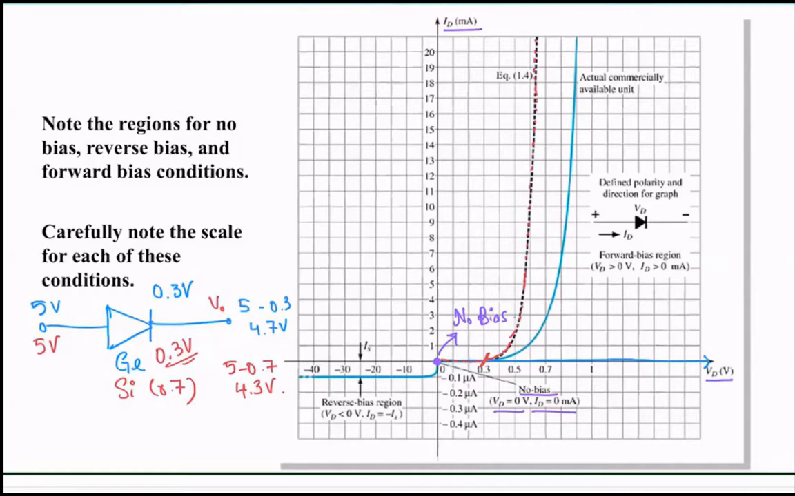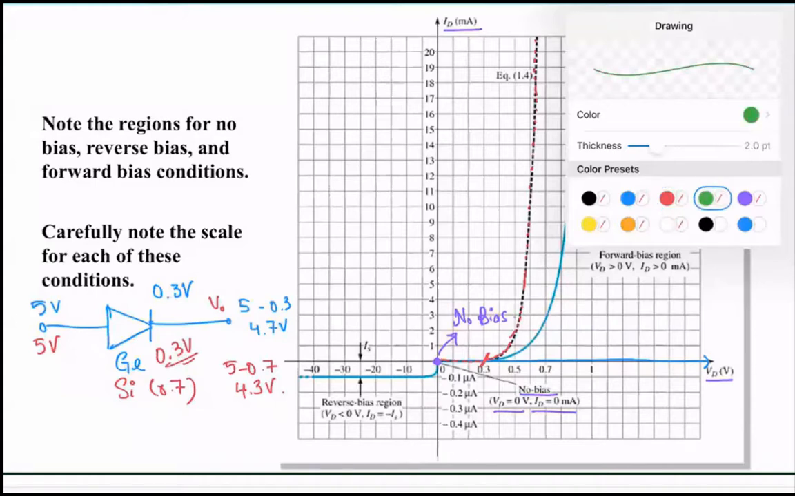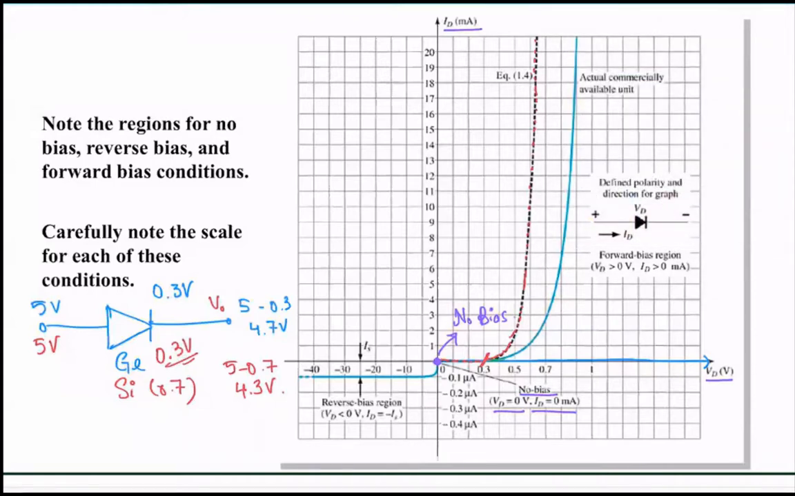But if you look at the other one, blue, it has a very, very small current, and then just around 0.7, which is this right here, it kicks off. Something like this. So that means this is for the germanium, the black one, and the green one is basically for the silicon.